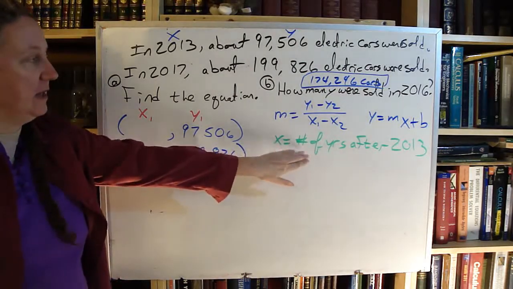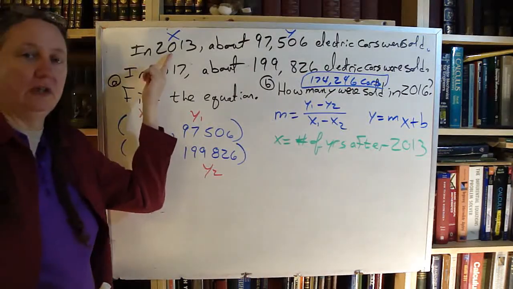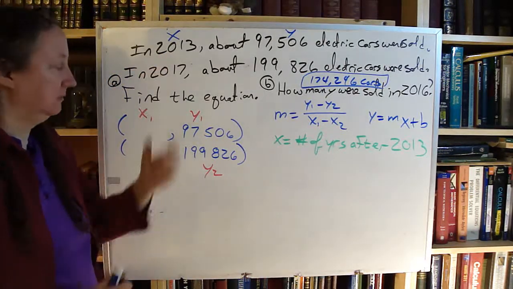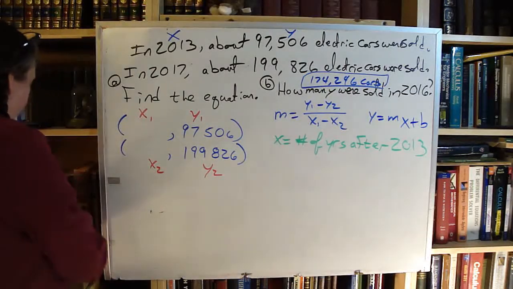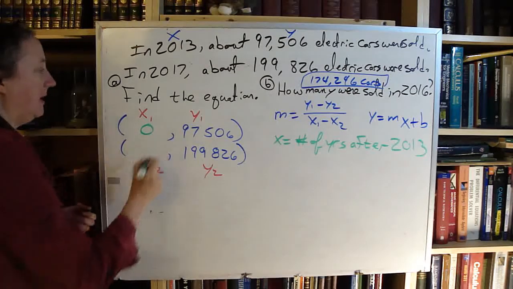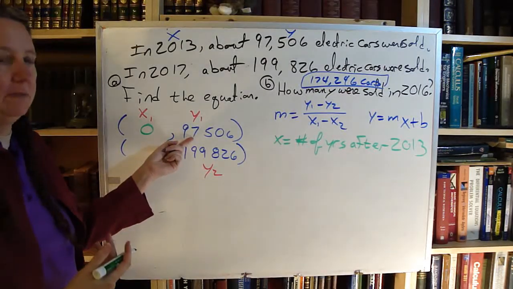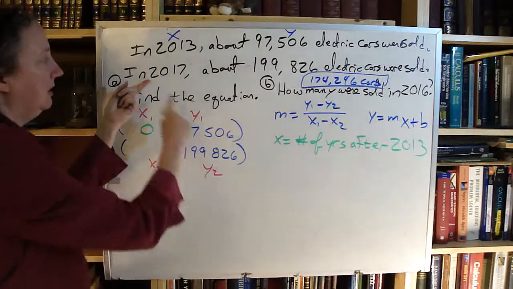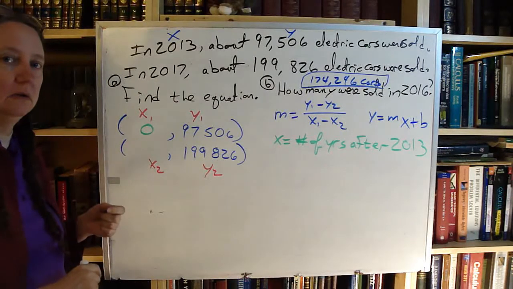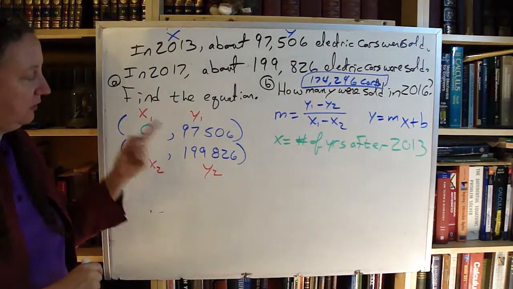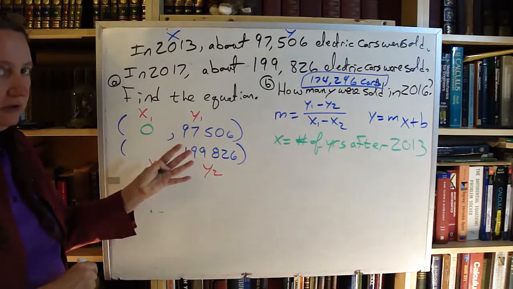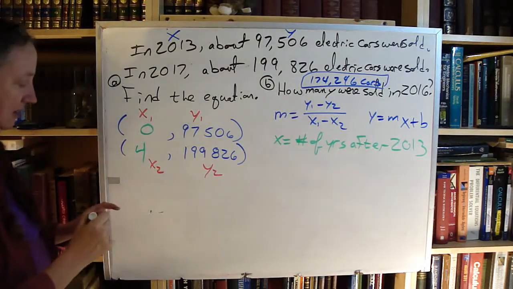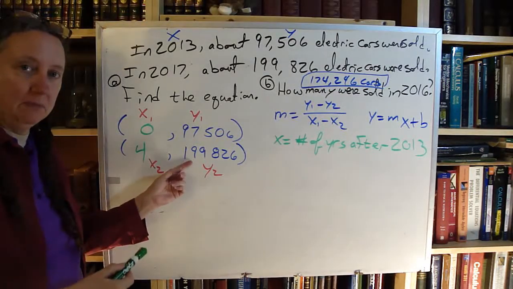So if I'm using that information, how many years after 2013 is 2013? None. So my number in here is going to be 0, comma, the number of cars sold is still the same number. How many years after 2013 is 2017? 2013, 2014, 15, 16, 17. 4 years. And the number of cars stays the same.